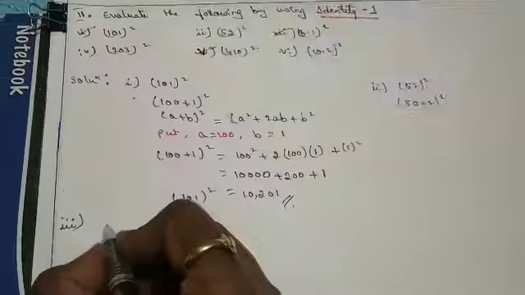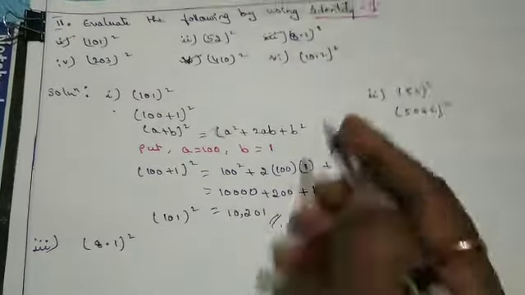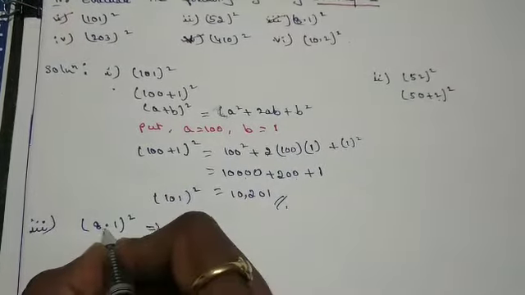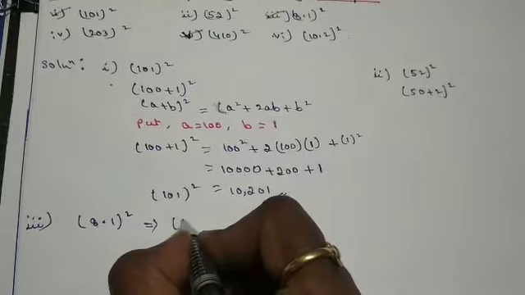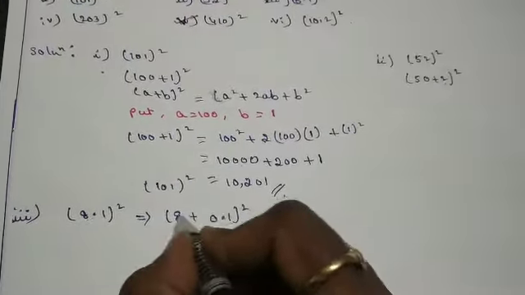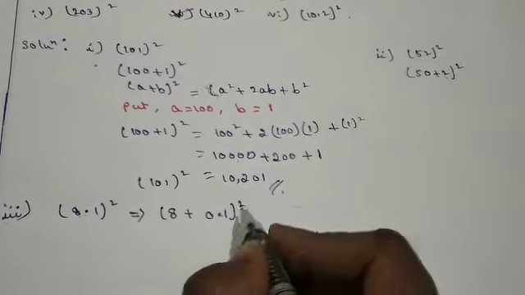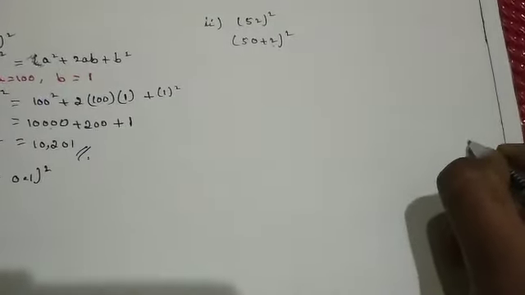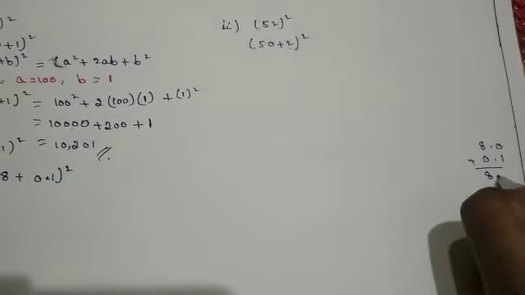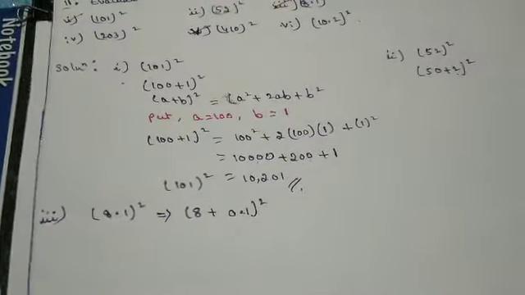Let me go with the third question. The third question given is 8.1 whole square. Here we have a decimal point, children, so be aware. Nearest to 8 is 10 or 8; 8 plus 0.1, because of decimal I will go with the same number. 8.1 can be written as 8 plus 0.1. We know that 8 can be written as 8.0 and 0.1. Add up both, you will get 8.1 only. So 8.1 can be written as 8 plus 0.1 whole square.